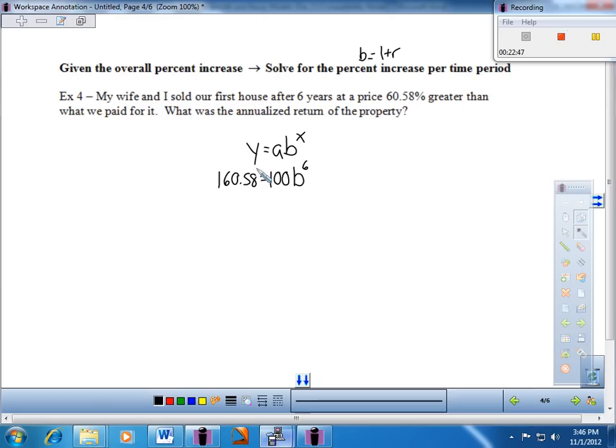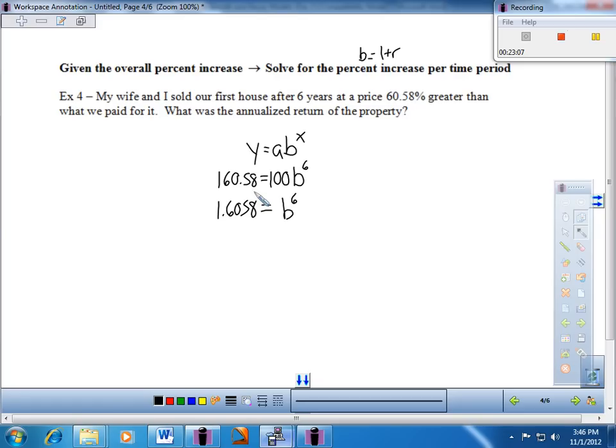That's why I personally like doing 1, to be honest, but the 100 really works just as well. The only thing is, this 100 is now going to be divided over, and I'm going to get b to the 6th is going to be 1.6058. So if we can get to that stage, I think we're in pretty good shape here.